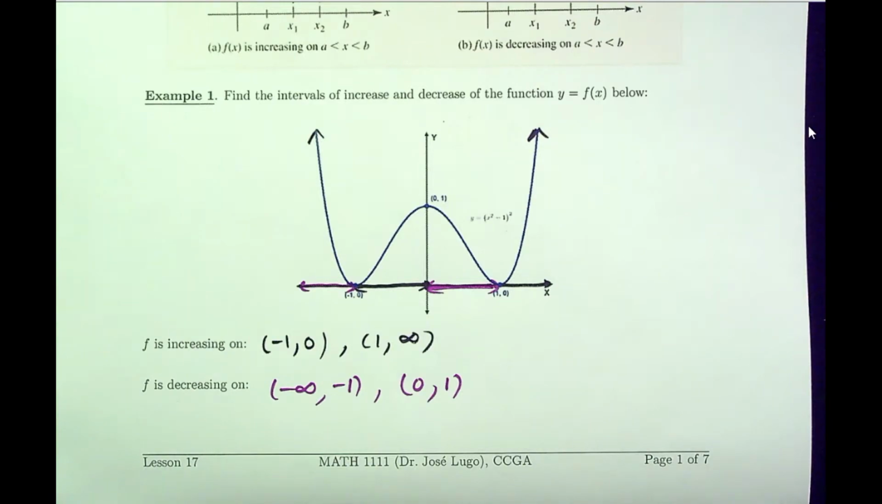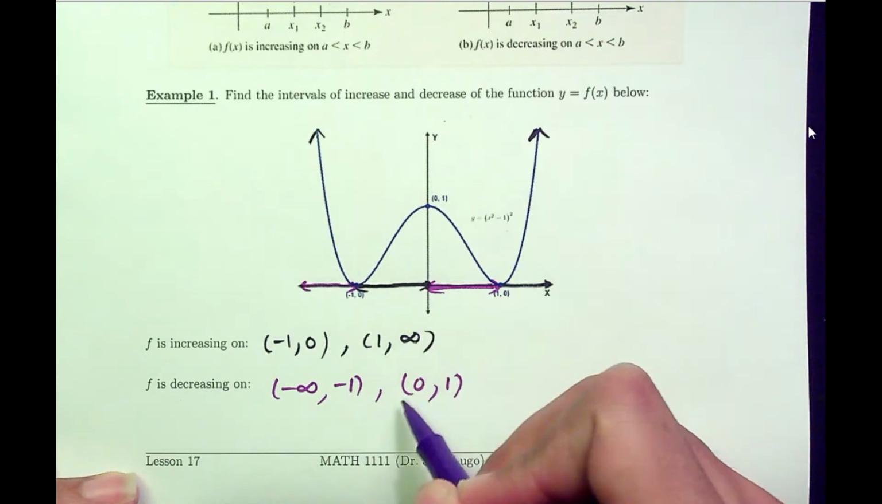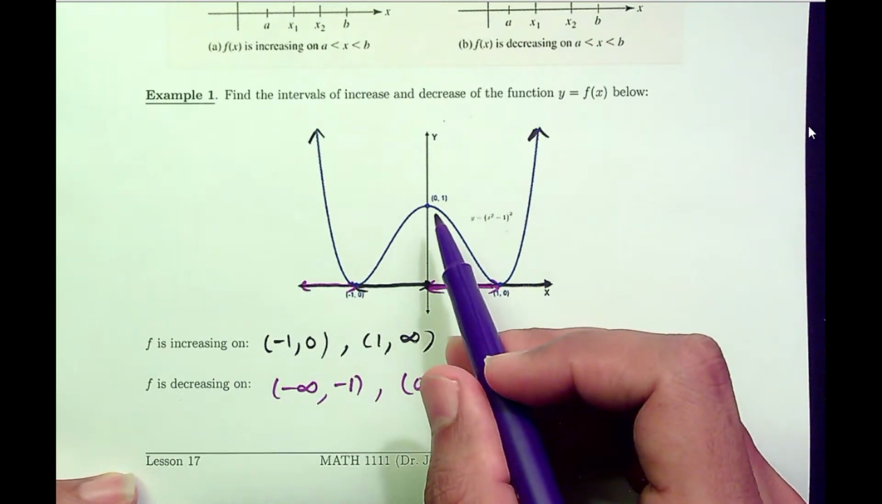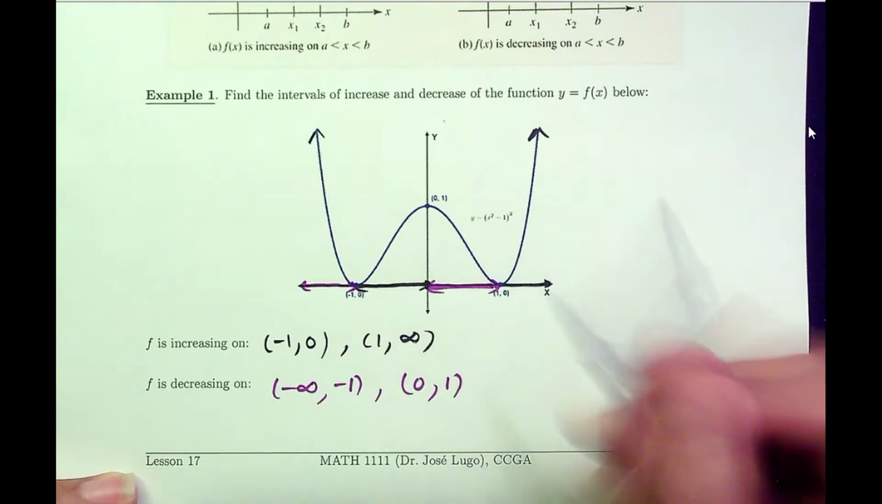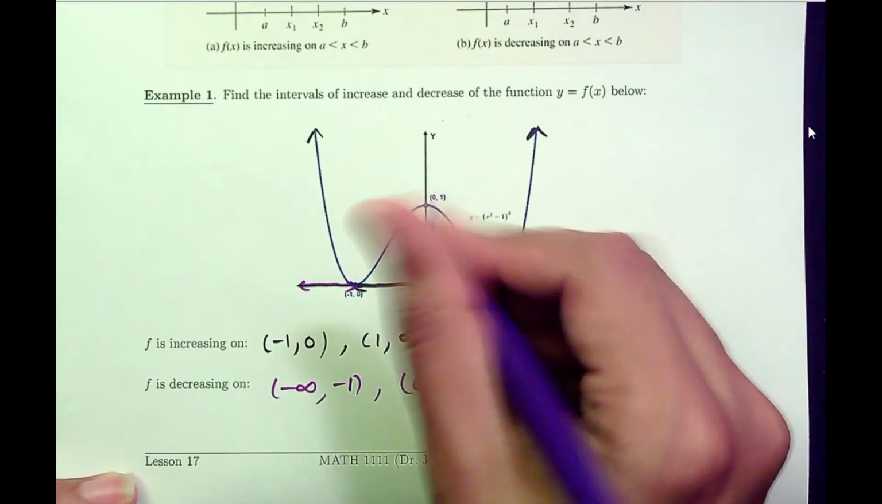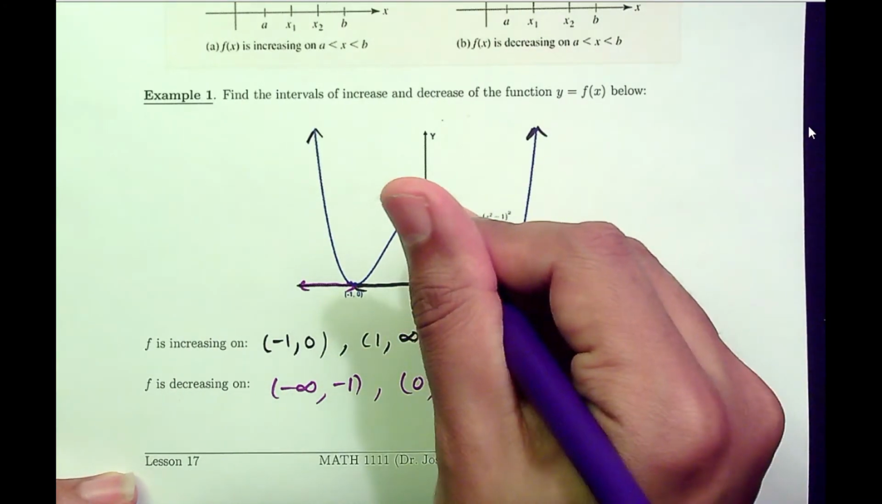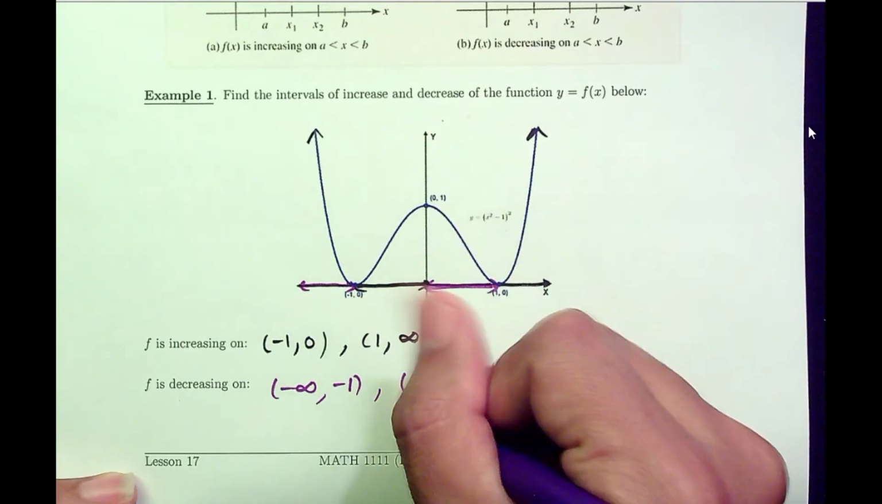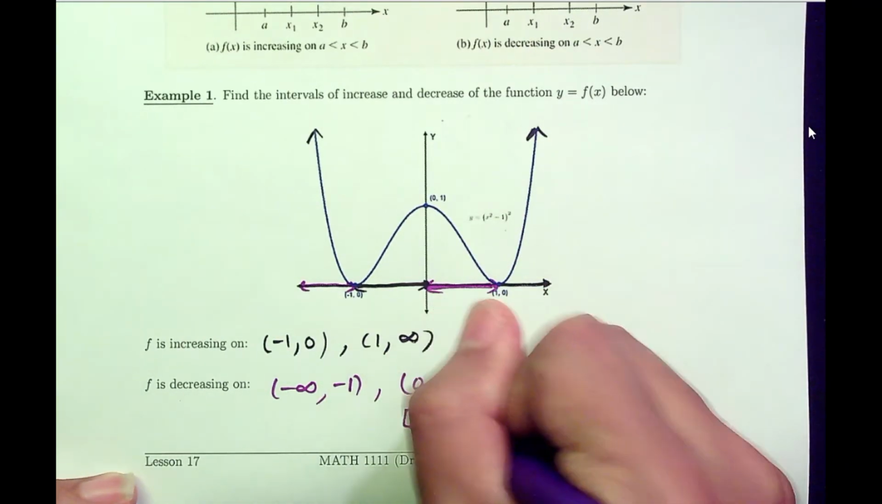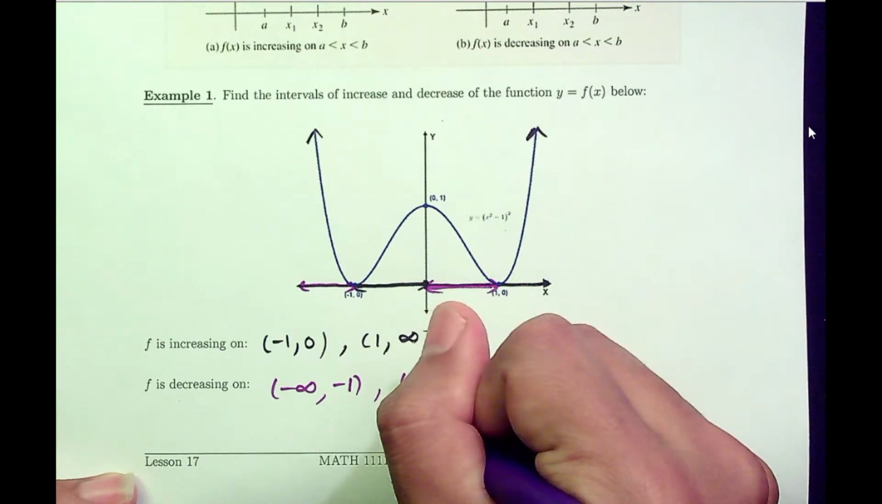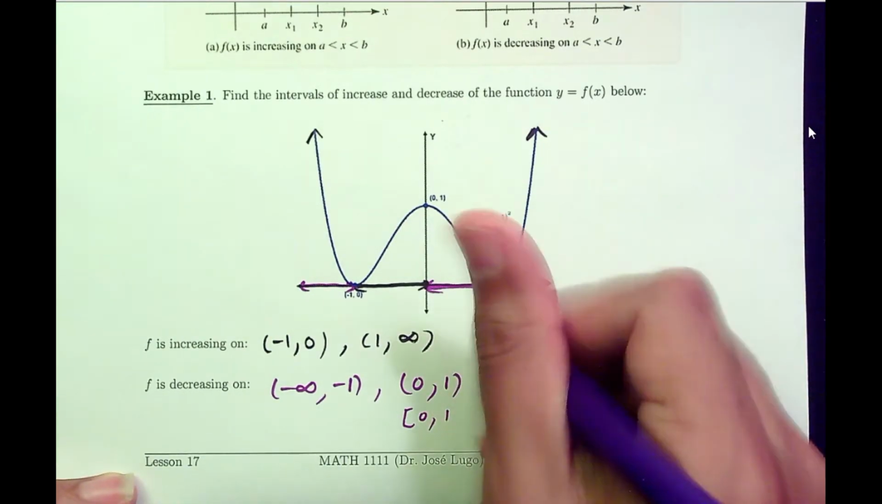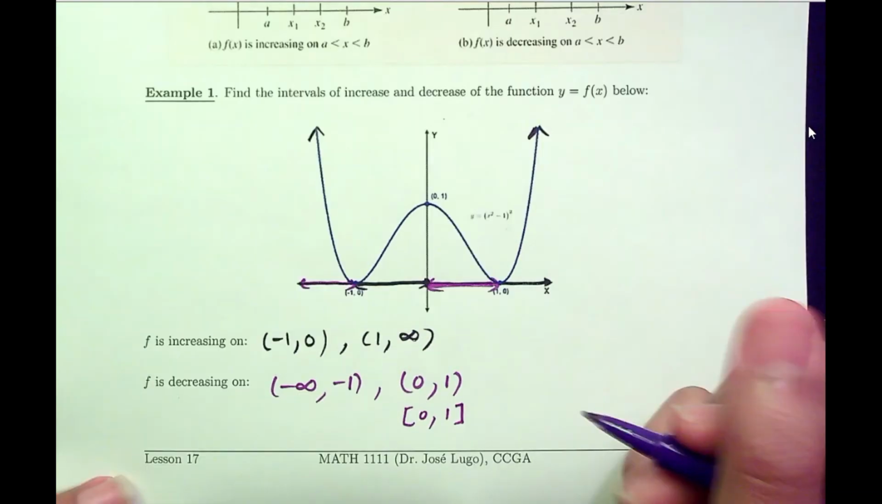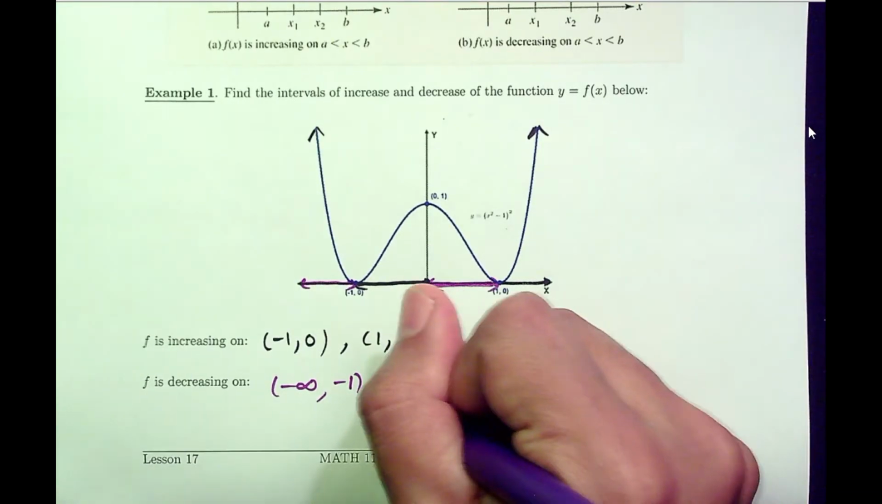And that's it. By the way, it is not wrong to say to include the endpoints if there are no holes on the graph. So really, it is also correct because these two numbers are included. The graph actually starts decreasing from this point. It is not wrong to say that it is decreasing, including the 0 because there's no hole there, and including the 1 because there's no hole there. So both of these answers are correct.